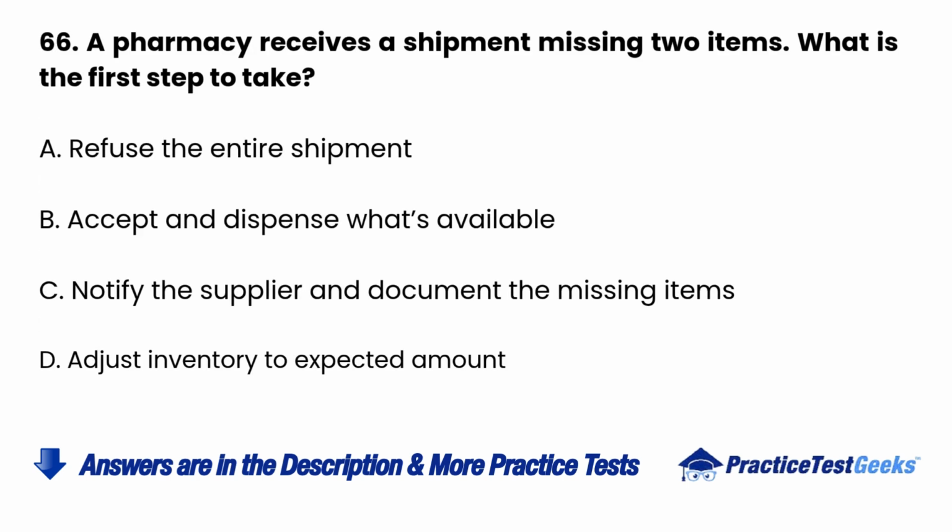66. A pharmacy receives a shipment missing 2 items. What is the first step to take? A. Refuse the entire shipment. B. Accept and dispense what's available. C. Notify the supplier and document the missing items. D. Adjust inventory to expected amount.